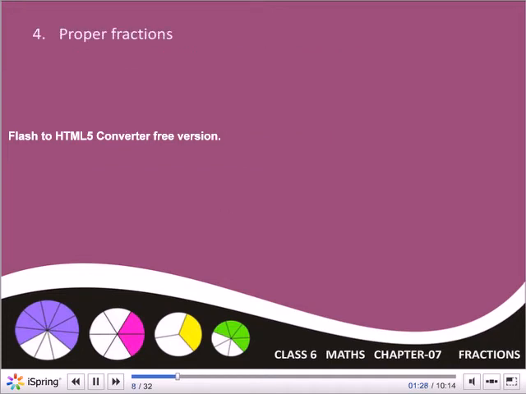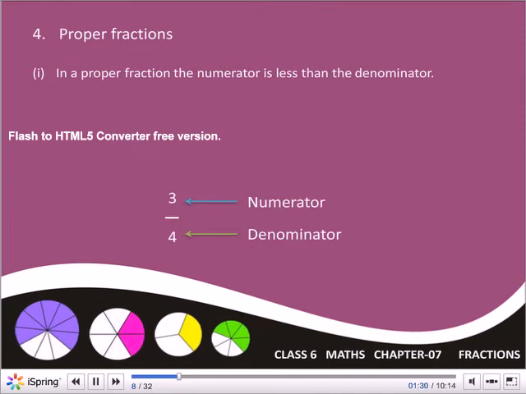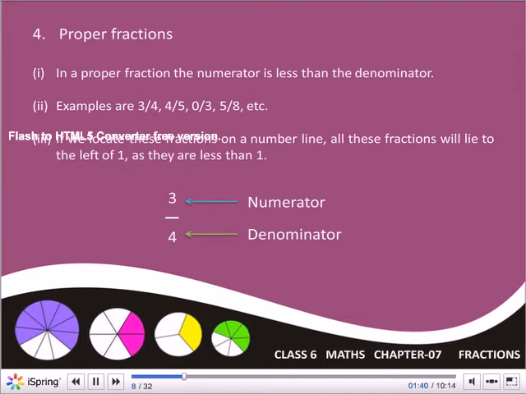Proper fractions. In a proper fraction, the numerator is less than the denominator. Examples are 3/4, 4/5, 0/3, 5/8, etc. If we locate these fractions on a number line, all these fractions will lie to the left of 1, as they are less than 1.